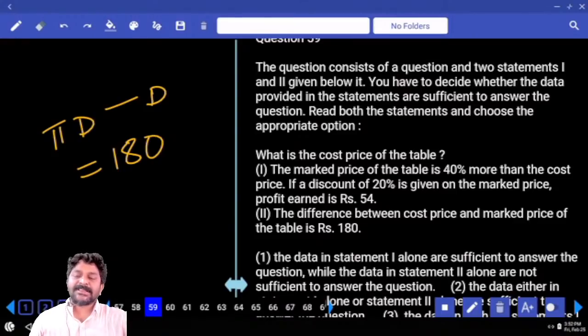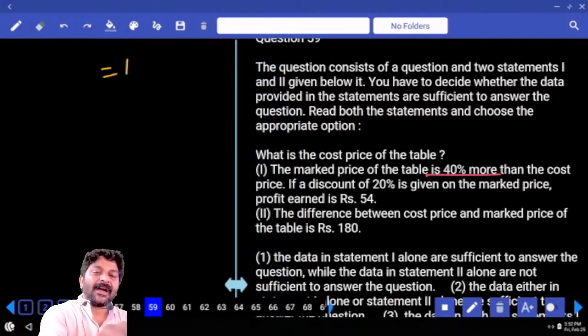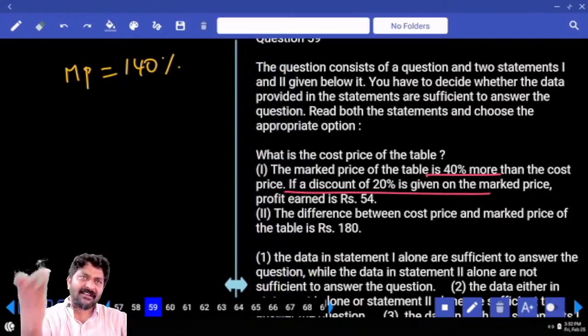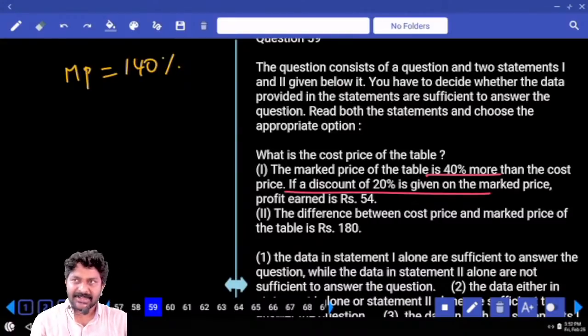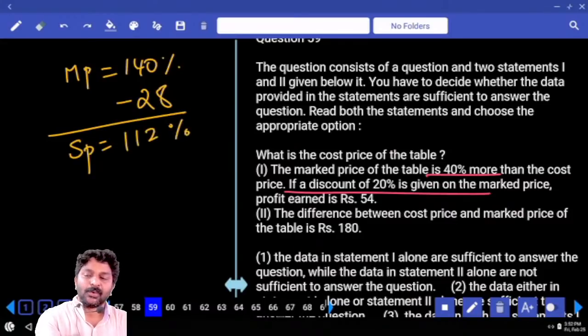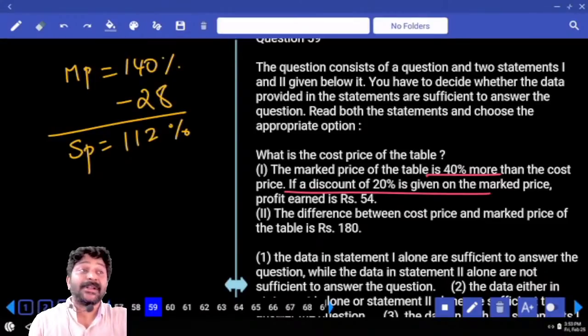Next, what is the cost price of the table? The market price of the table is 40% more than the cost price. Cost price is always 100%, so the market price is 140%. Okay, next. If a discount of 20% is given on the market price, discount is always given on the market price only. They don't have to mention it. And what percent are they giving? 20% off 140 is 28. Then what is the selling price now? 112%.